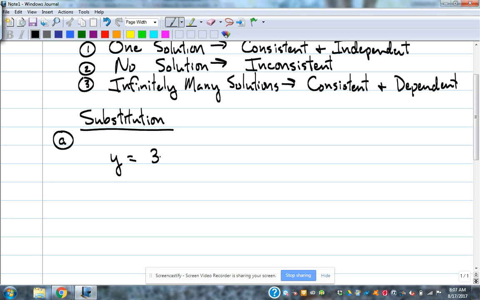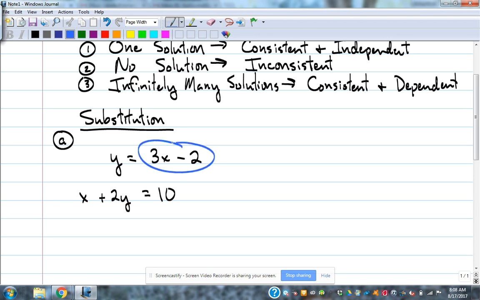Start with something pretty easy. y equals 3x minus 2. And then the second equation is x plus 2y equals 10. So this one is a prime candidate for substitution because you have one of the equations with the variable by itself. That's what makes it a prime candidate for substitution.